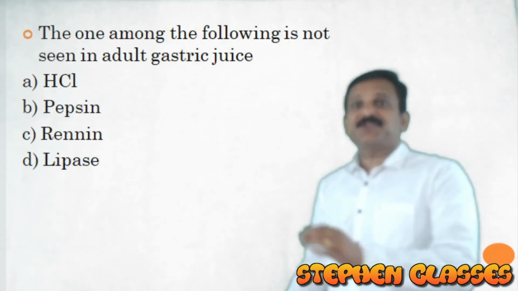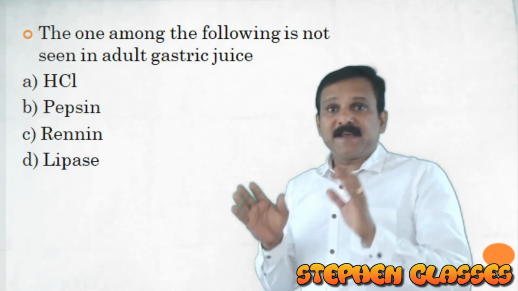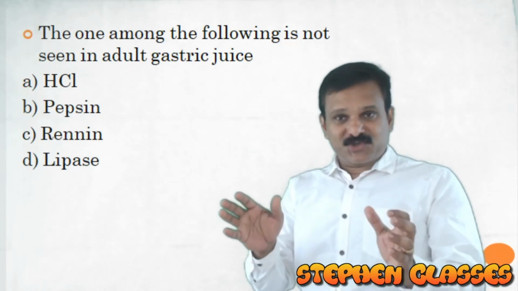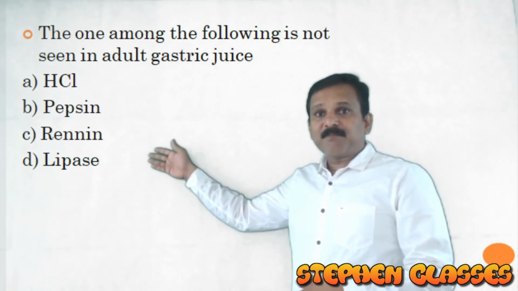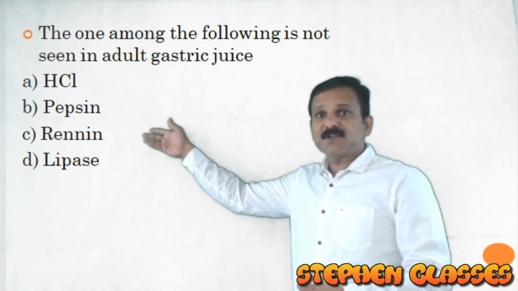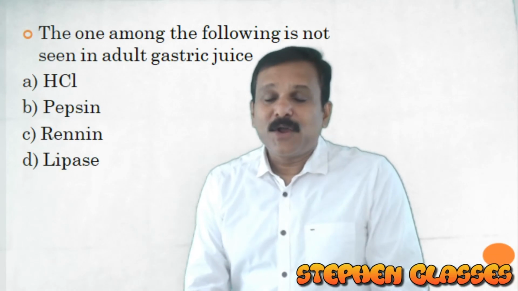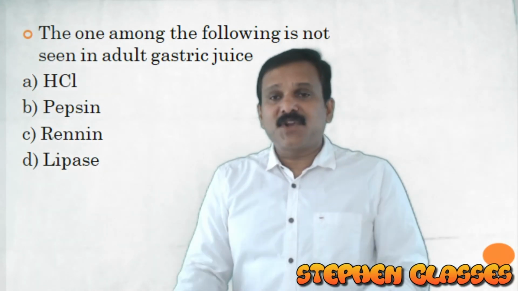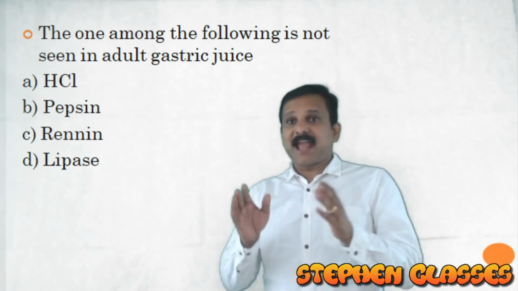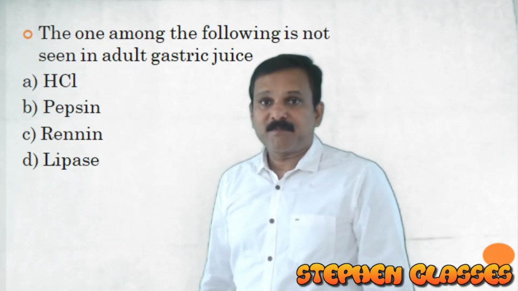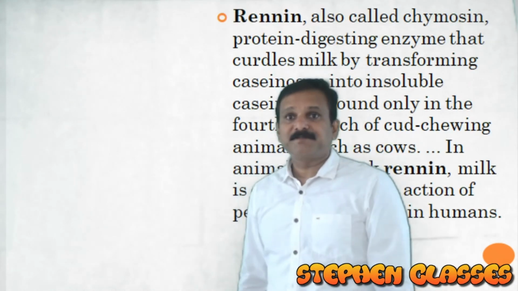Now, coming to our next question: the one among the following that is not seen in adult gastric juice. I told you before, it is renin, option C. Yes, renin is not present in the adult gastric juice. It will be present in infants and the calf stomach. So we move to the next slide.